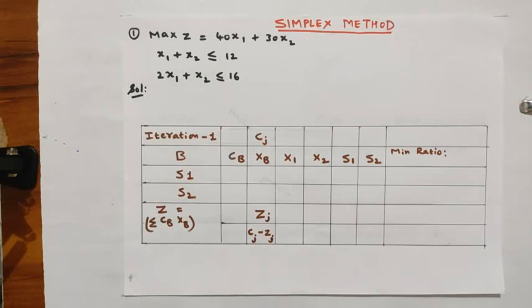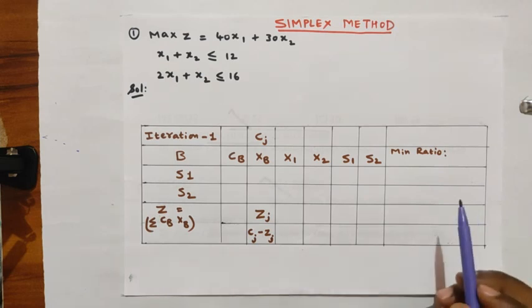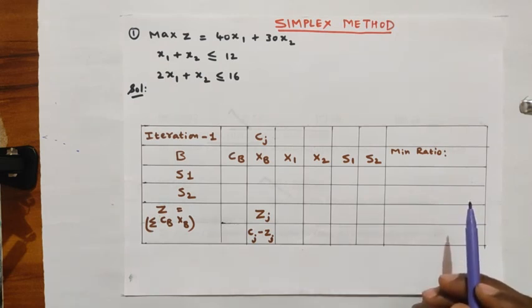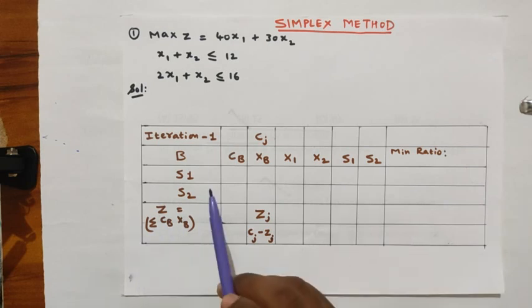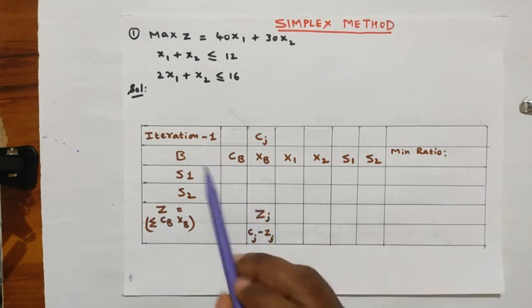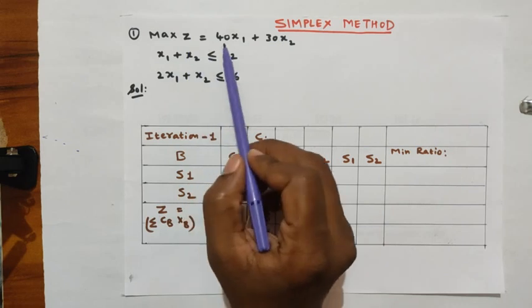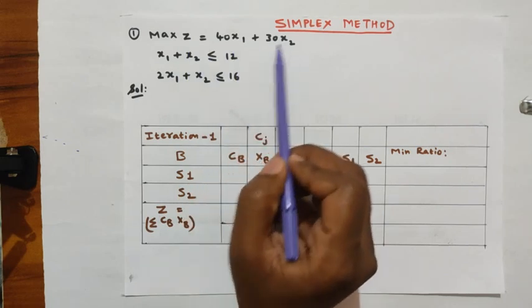Hi friends, today we are going to discuss a problem on simplex method. This is a linear programming problem and simplex method maximization problem. Maximize z is equals to 40x1 plus 30x2.